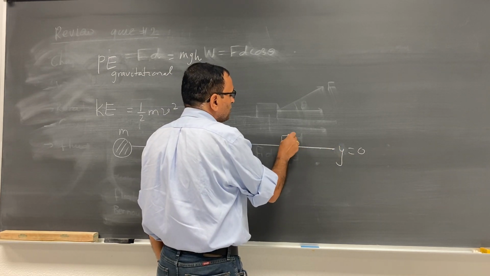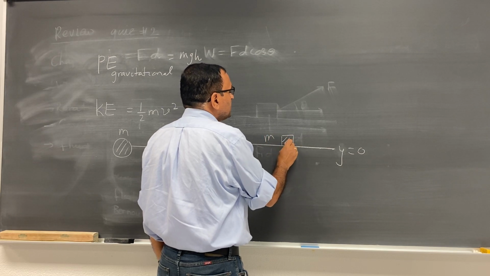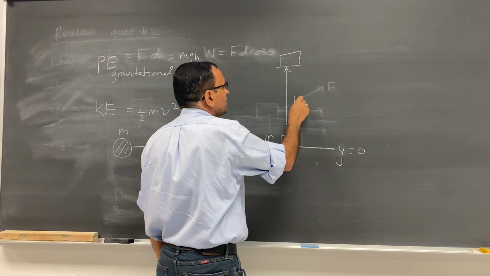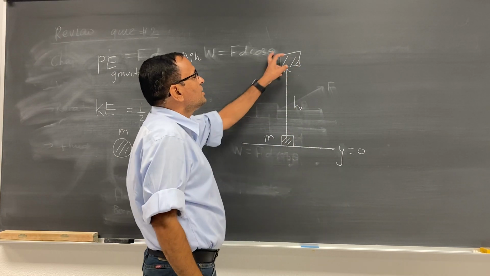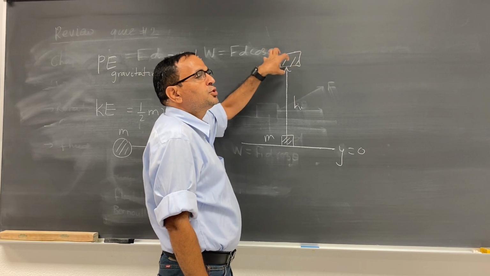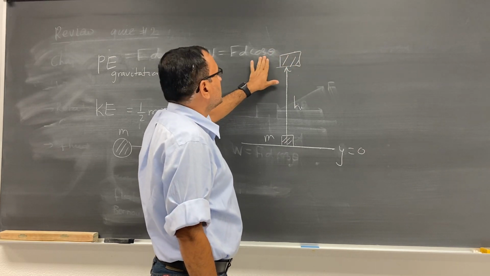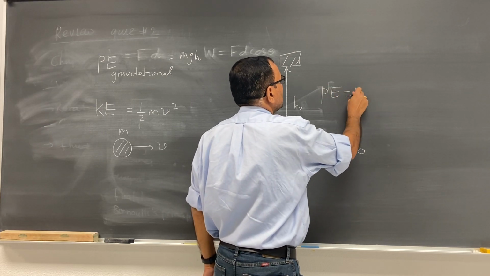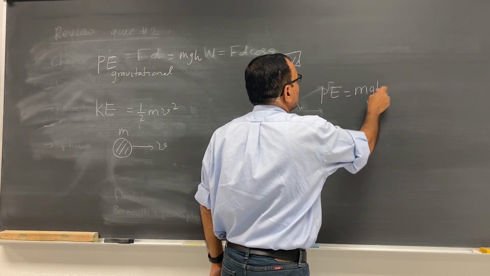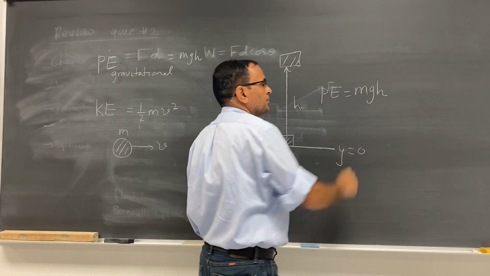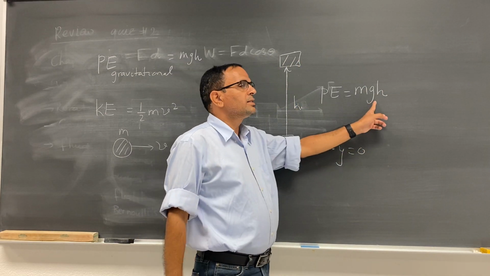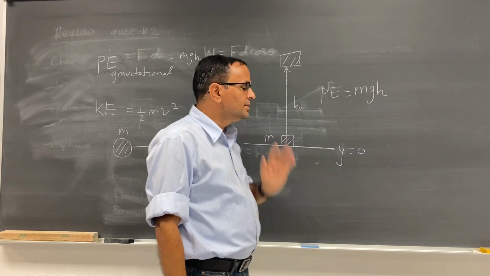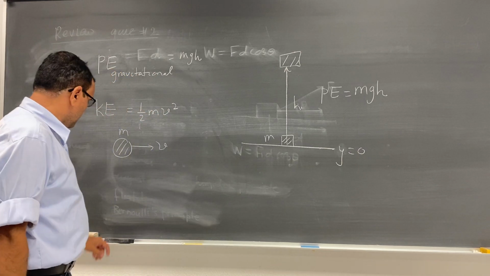Now this object has a mass m. If you lift this object up to right there, this height is h. If the height is h, then this object stores potential energy. We call this the gravitational potential energy, PE, equal to mgh, mass times gravity times h. Mass is given, gravity is 9.8 meters per second squared in the downward direction, and height is also given. Then you can easily calculate the gravitational potential energy.